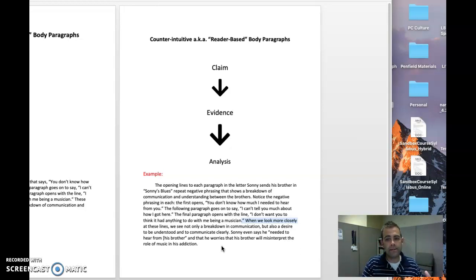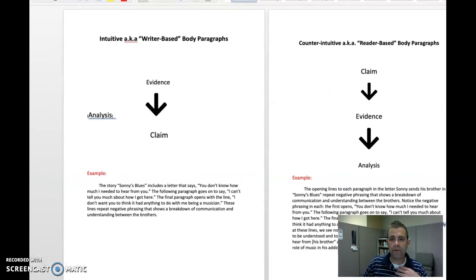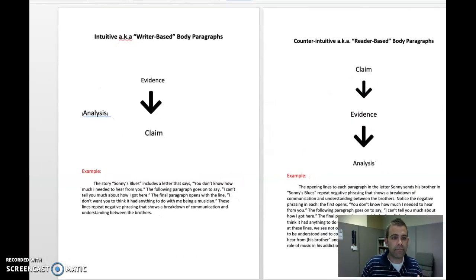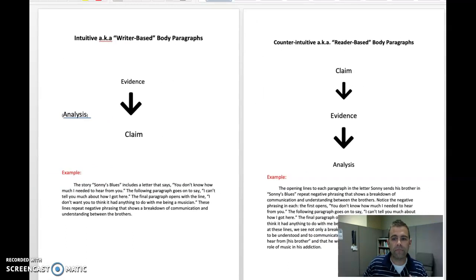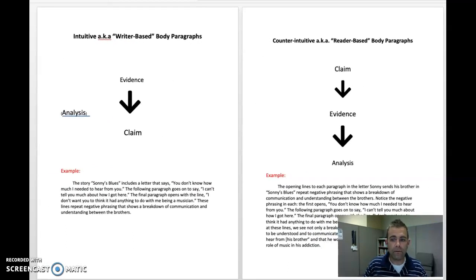As you're revising your paper, you're going to want to use these models to try to figure out ways that you can revise your paper for clarity and specifically for flow. Flow is giving your reader evidence and information in the order they need it, and the order they need it is claim, evidence, and analysis, because when they get a claim, they need to check it against the evidence, and then they want to know what they do with it after that.